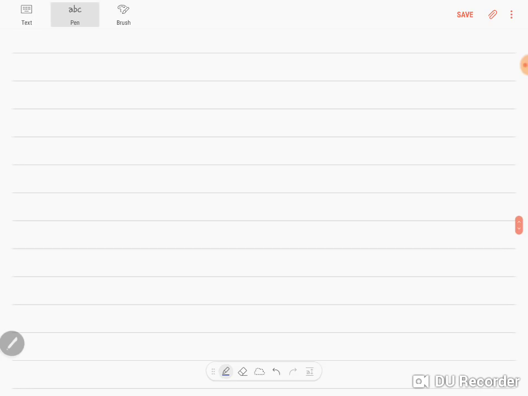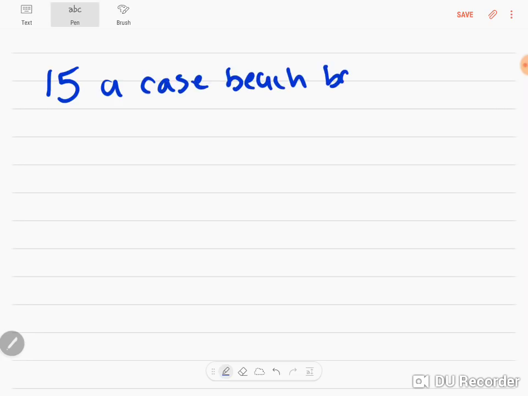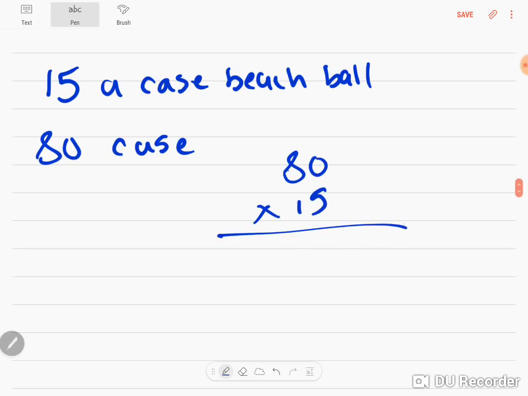Number 2. The beach balls arrived packed with 15 in each. So in one case, there were 15 beach balls. There were 80 cases. So how many beach balls were there in total? This is just a simple multiplication problem. We need to take 80 times 15.